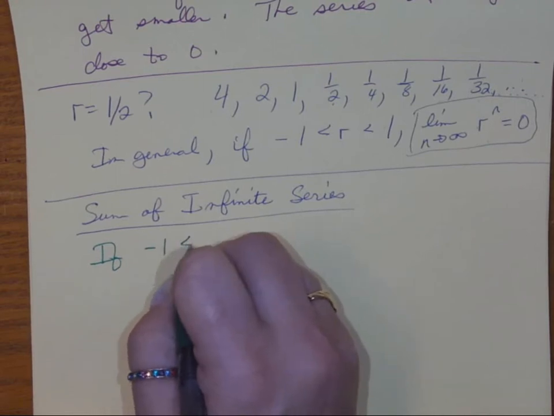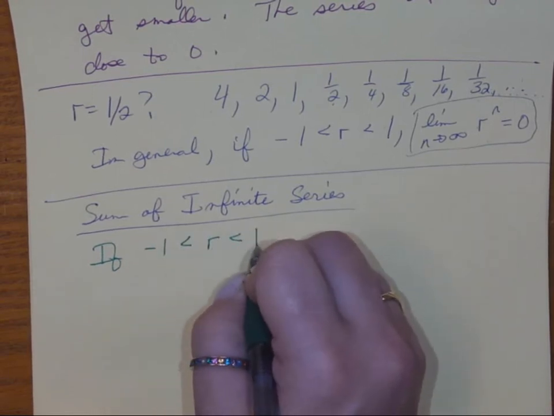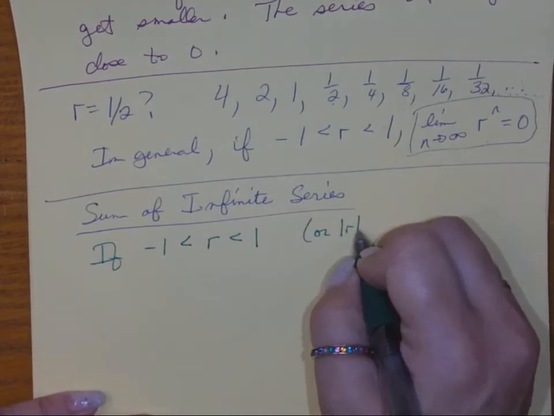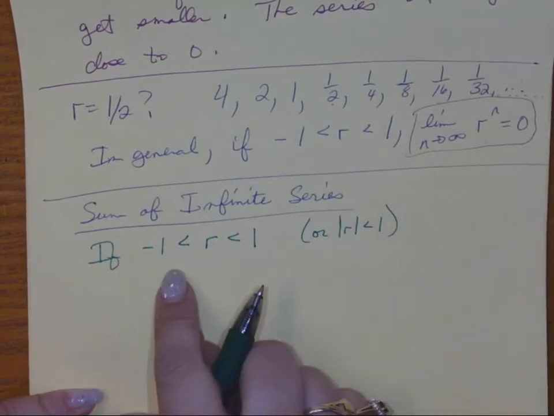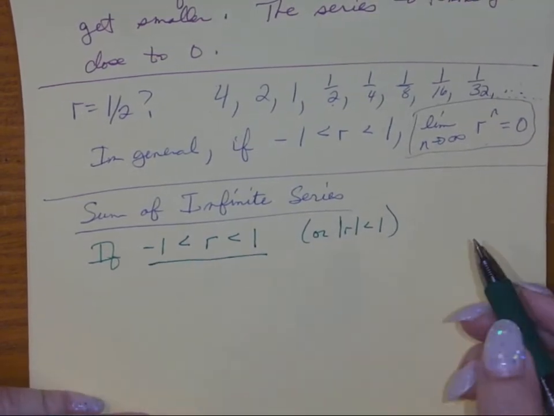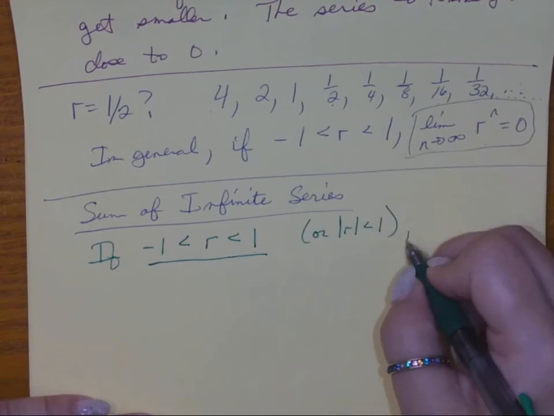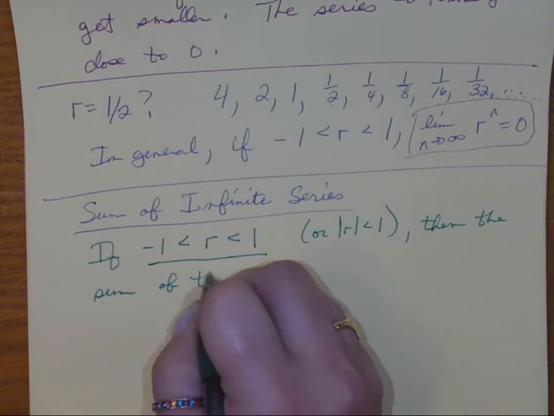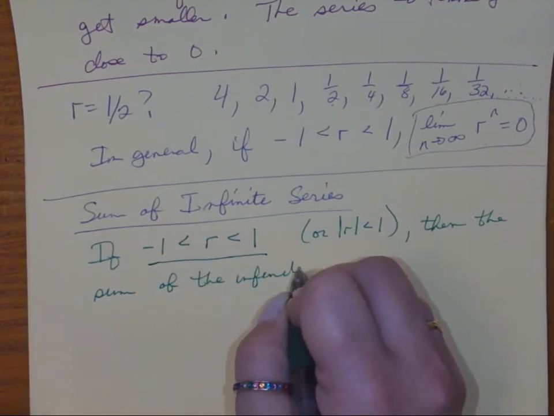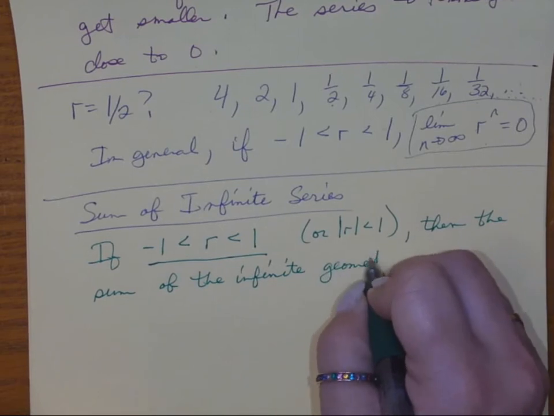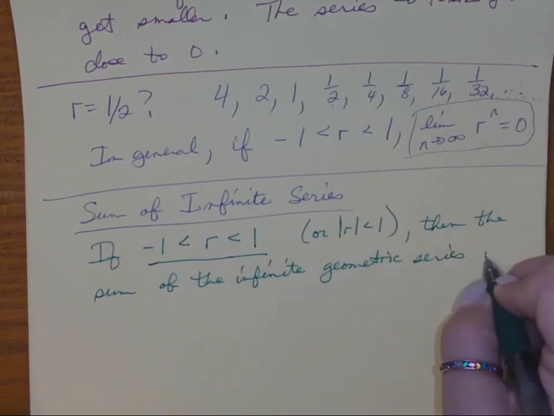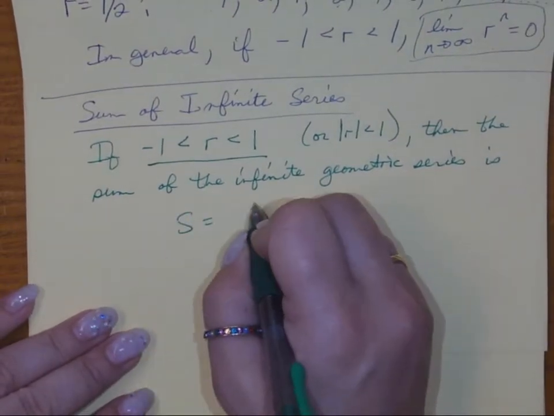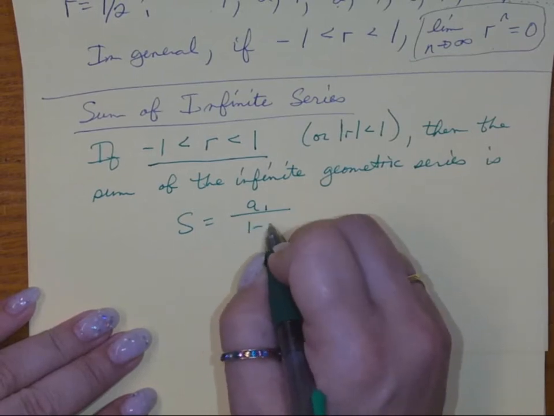You have to have numbers that are between -1 and +1 for your ratio, okay? Or you could think absolute value of r is less than 1, okay? So if I have those things going on with my ratio, then the sum of the infinite geometric series is again given by a formula, of course, they've got them. S is equal to a sub 1 divided by 1 minus r.